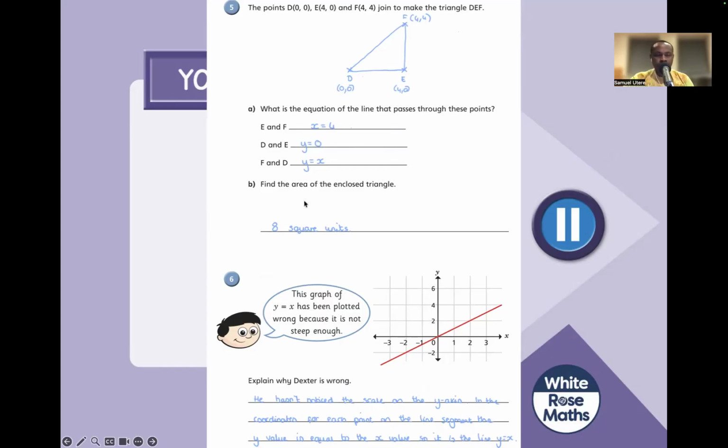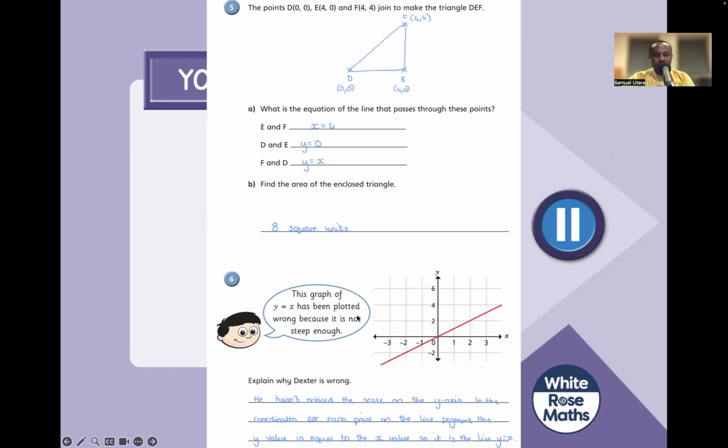And then next we are asked to find the area of the enclosed triangle. Well, you can see here the value from here to here will be 8 square units. How do we know? It is because here to here is 4, and the value from here to here is 4. The difference in the x value is 4, and the difference in the y value is 4. So it is 8 square units because the triangle is half of a square.